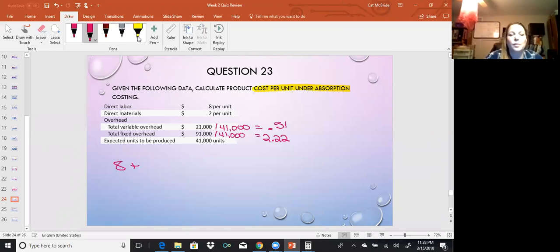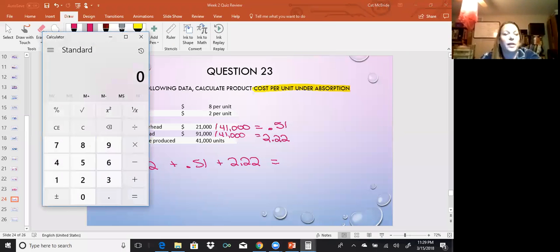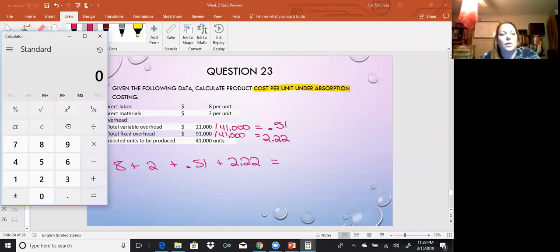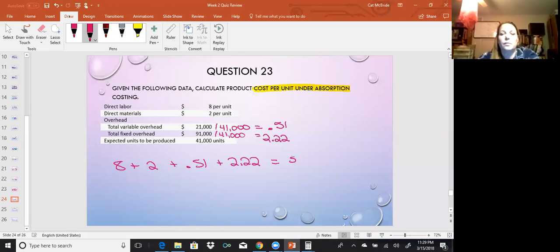So it's going to be 8 plus 2 plus 0.51 plus 2.22. Did you get, yeah, wow. When I wrote this down on my notes, I wrote down $22.22 instead of $2.22. Wow. So we'll need to add that up. I'm not doing as well as I think I am. I think I need to go to a concussion clinic. 8 plus 2 plus 0.51 plus 2.22 is $12.73 per unit under absorption costing.